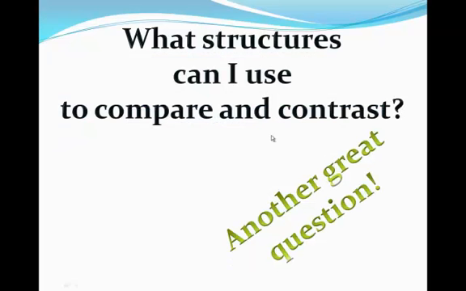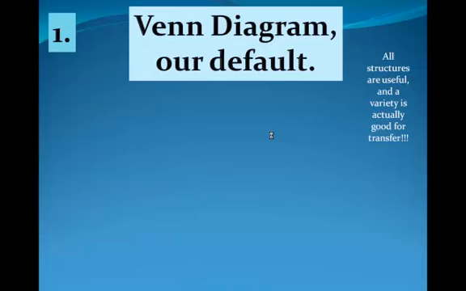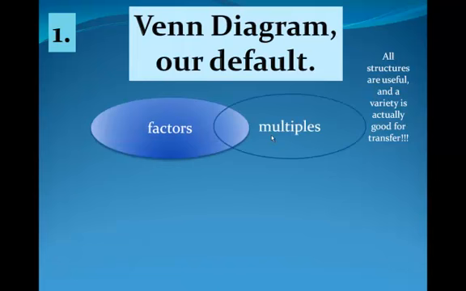All right, so what kind of structures should we use? Well, Venn is our default, and it's just easy to slap down on a piece of paper, but any kind of structure is fine. In fact, a variety is good for transfer.